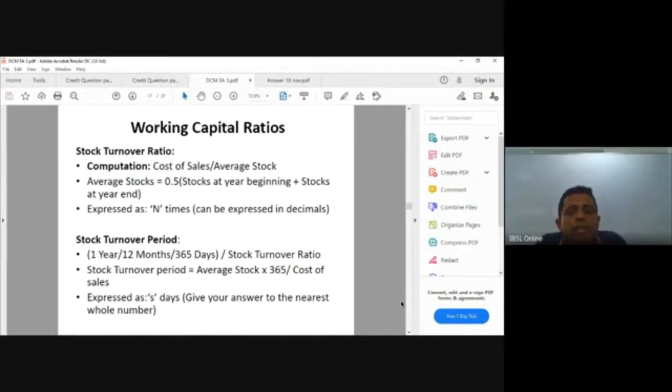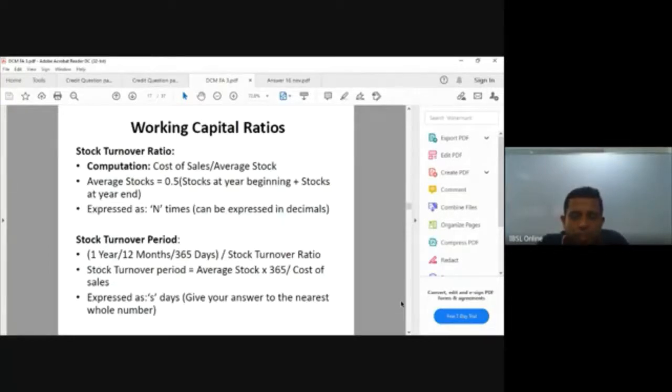Now, how do you interpret this stock turnover period? Stock turnover period means the number of days it will take an inventory item to be converted into sales. The higher the number of days, the worse it is. If it is a lesser number of days, that is the well accepted one.